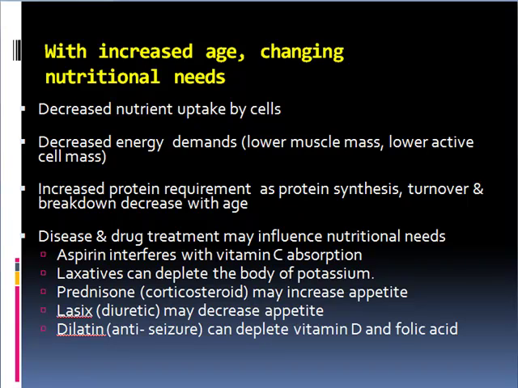We know that there's lots of drug interactions with food. Some common ones: aspirin, we know, interferes with vitamin C absorption. Laxatives deplete the body of potassium. We know that some steroids can increase appetite. We know that Lasix can decrease appetite, and we know that certain anti-seizure medicines can deplete vitamin D and folic acid.